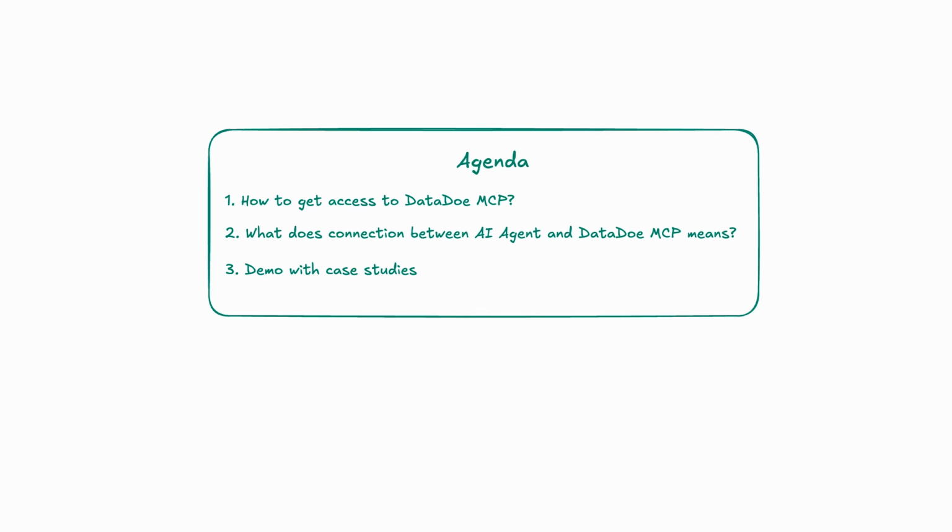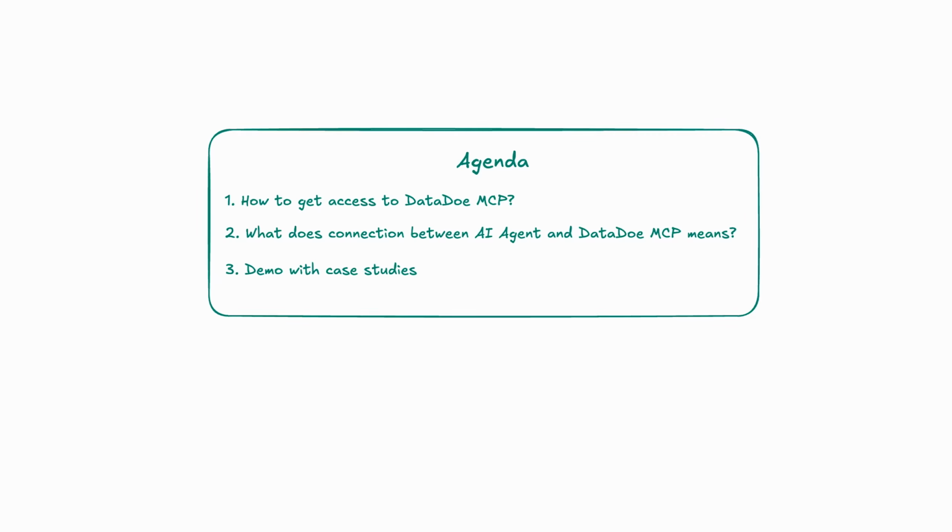Here is exactly what we will cover in this video. First of all, I show you how to get access to our DataDoe MCP tool. Then I'll explain what this connection actually means. Instead of spending hours building complex integrations with the Amazon SP API and Ads API, the DataDoe MCP acts as a ready-to-use data layer. It collects, processes, and shares your Amazon data so your AI agent can understand and use it instantly. Finally, we are going to put this to the test.